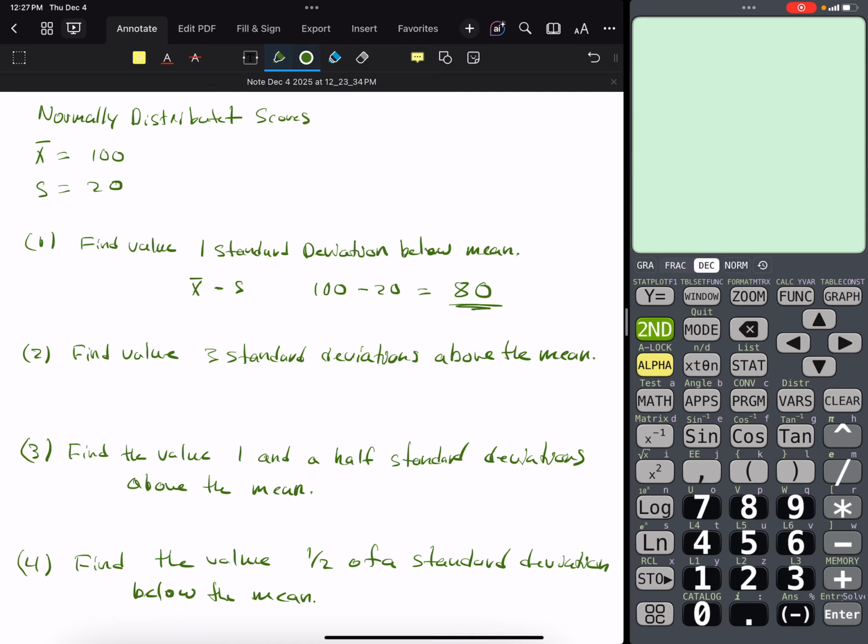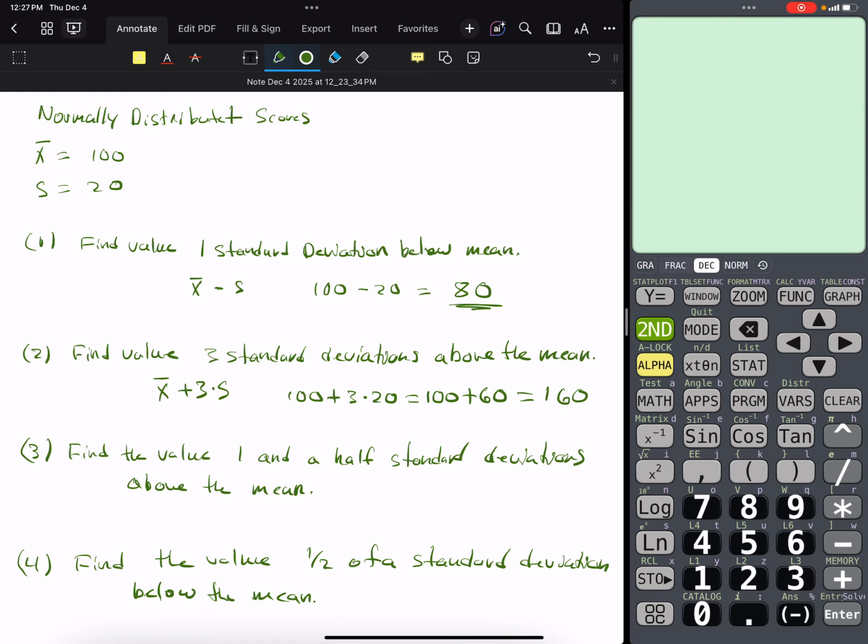3 standard deviations above the mean would be x bar plus 3 times s. And so that's going to be 100 plus 3 times 20, or 100 plus 60 is 160. Basically, 1.5 standard deviations is telling me 1.5 times my standard deviation value, and then add or subtract that to my mean value.